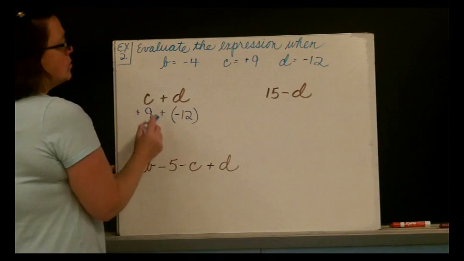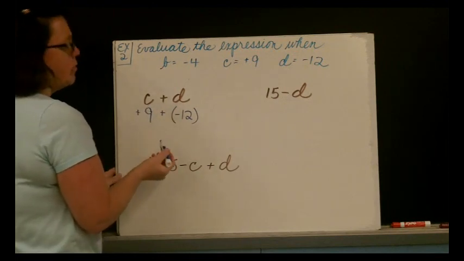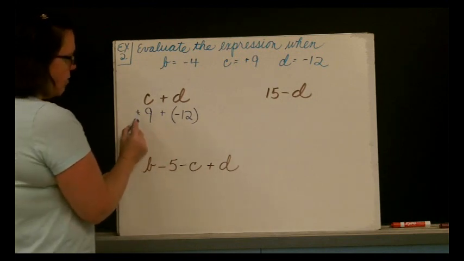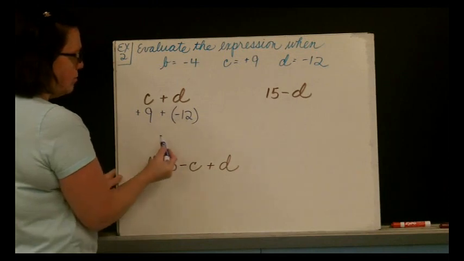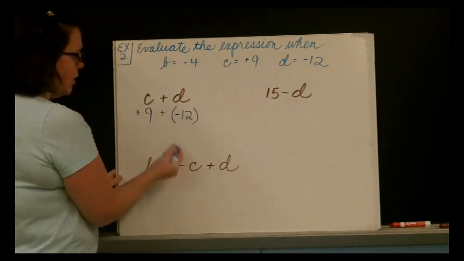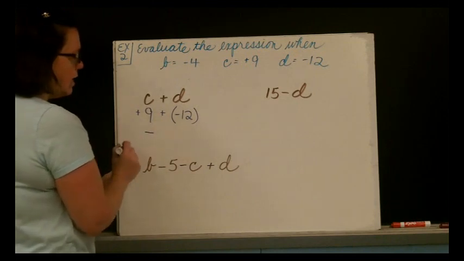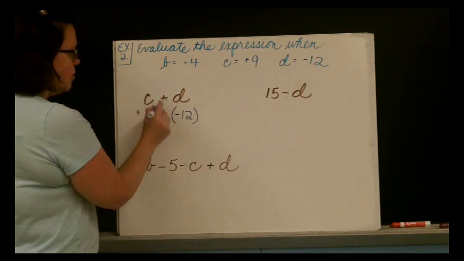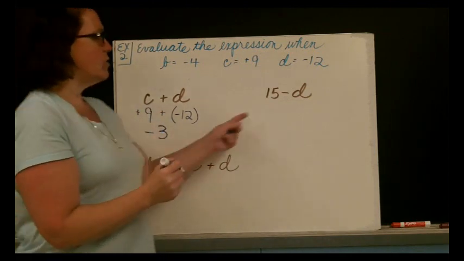So once you substitute each variable in the exact right way, you remember our rules for combining integers. Here we have a positive 9 and a negative 12. Since 12 is the bigger looking number, we'll use its sign. And now we subtract the two numbers and we get 3. So here, c plus d gives us a negative 3. And we're going to do the same thing here.